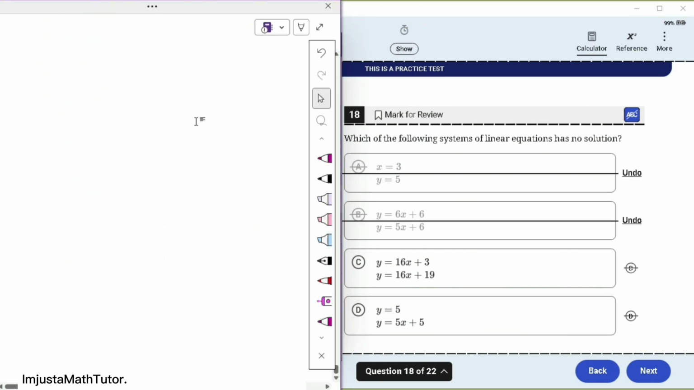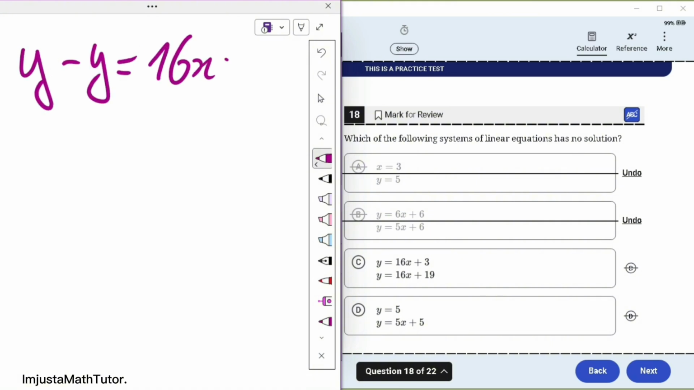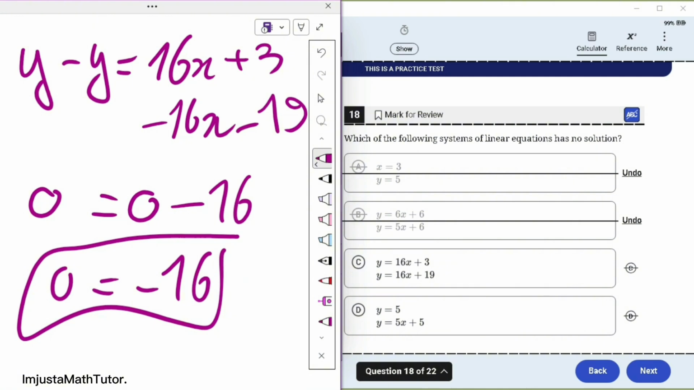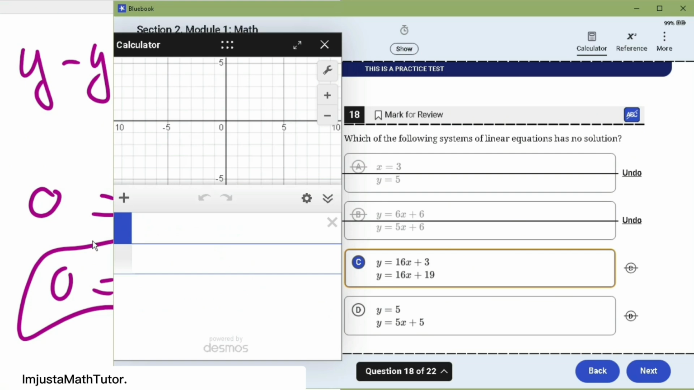Let's subtract these two. Now y minus y equals 16x plus 3 minus 16x minus 19, which gives us 0 equals 0, plus 3 minus 19, which equals minus 16. Okay, so 0 equals minus 16, which is absurd. It cannot be, it's impossible. So this can be our answer if D is wrong too.